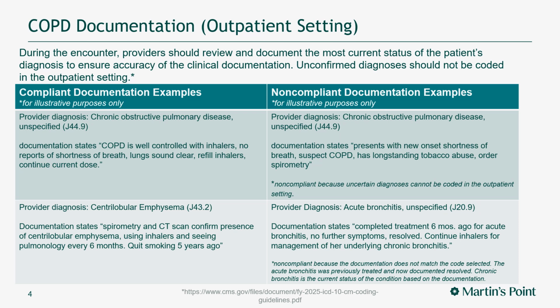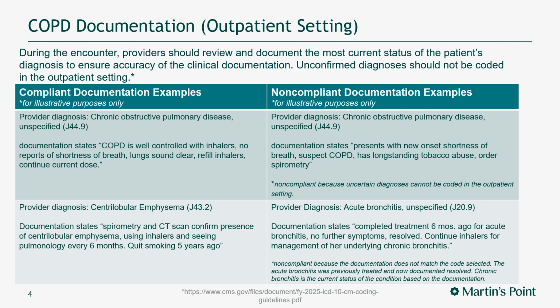On the right-hand side, the provider diagnosis is COPD unspecified, code J44.9. The documentation states, presents with new onset shortness of breath, suspect COPD, has long-standing tobacco abuse, order spirometry. This documentation is not compliant because uncertain diagnoses cannot be coded in the outpatient setting. In this example, the provider was not certain about the diagnosis on this current date of service. In this case, the provider could have documented the symptoms as the diagnosis.